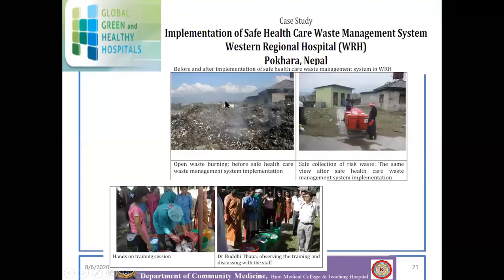You can see in the background the beautiful mountains of Nepal, but here at the site of Western Regional Hospital, they are burning healthcare waste, which is hazardous. After implementation of the system, you can see it has changed drastically. As medical students, we should try to learn from activities or tracks or real examples. Okay, so let me go to the next slide.